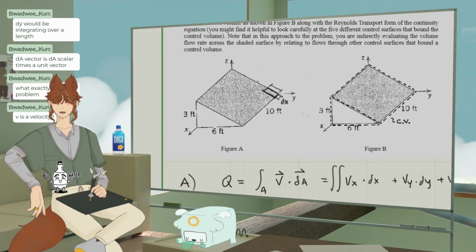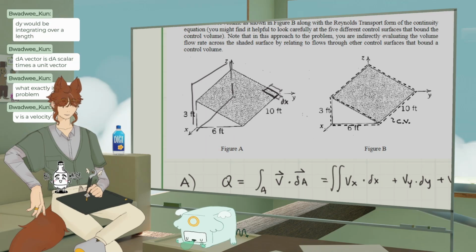Okay, if it was here and it wasn't tilted, I don't think I would be having as much trouble with this. Because if it was here, you just say x from 0 to 10, z from 0 to 3. Okay, good.